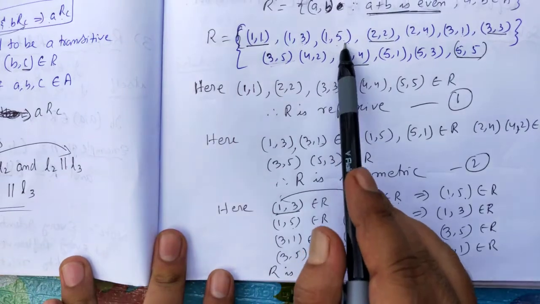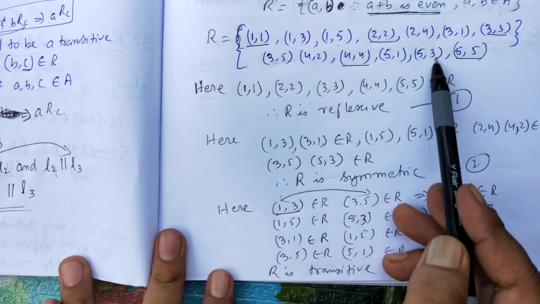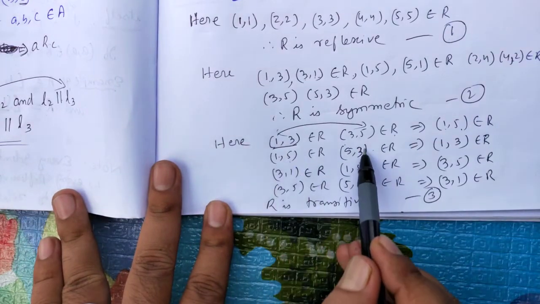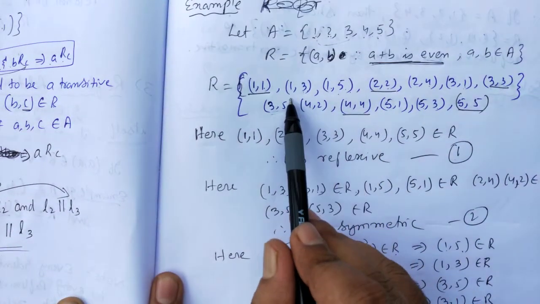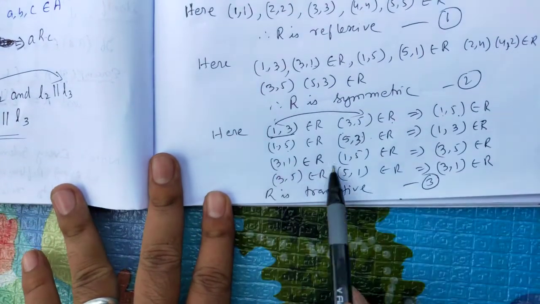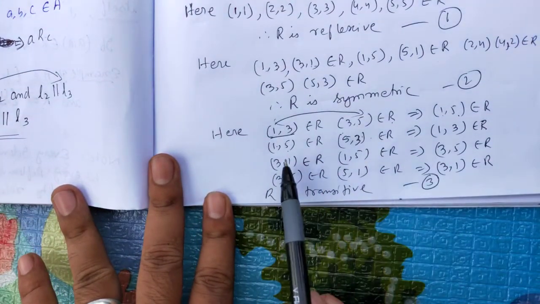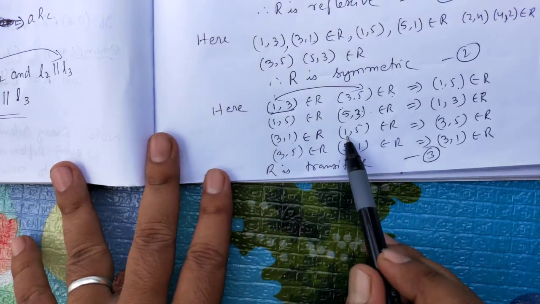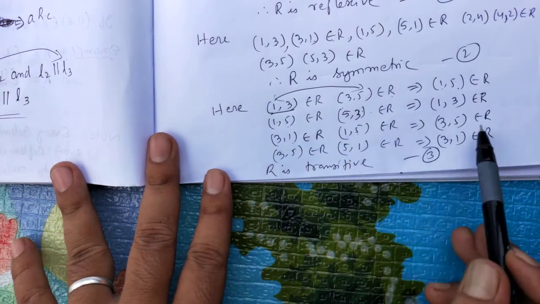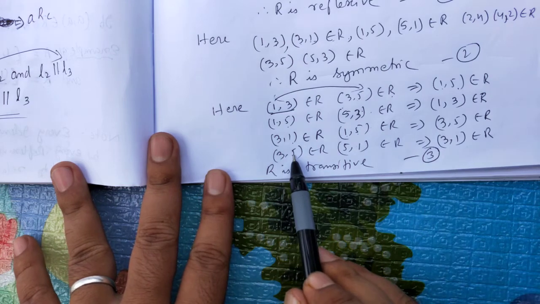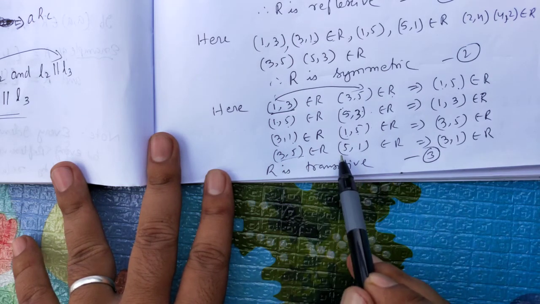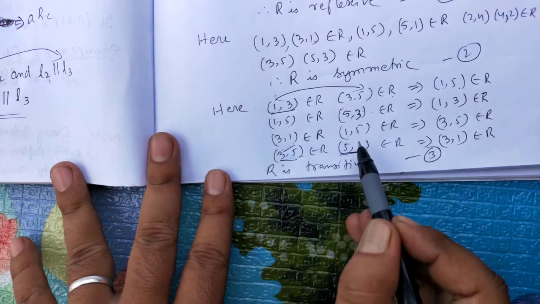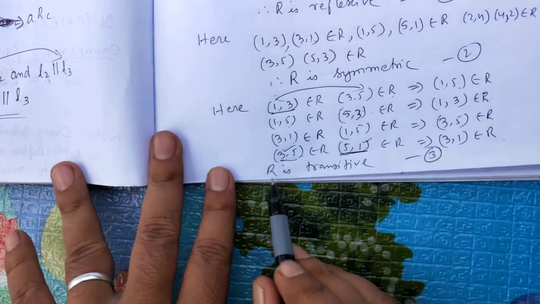And connected to 5, we have to see (5,3) belongs to R. Now we'll see whether (1,3) is in R or not. So (1,3) is also in R. Likewise, I wrote everything. Okay, so every element is connected. (3,1) belongs to R, (1,5) belongs to R, and (3,5) belongs to R. (3,5) is in R, and (5,1) is also in R, and this (3,1) also belongs to R. That means R is transitive.